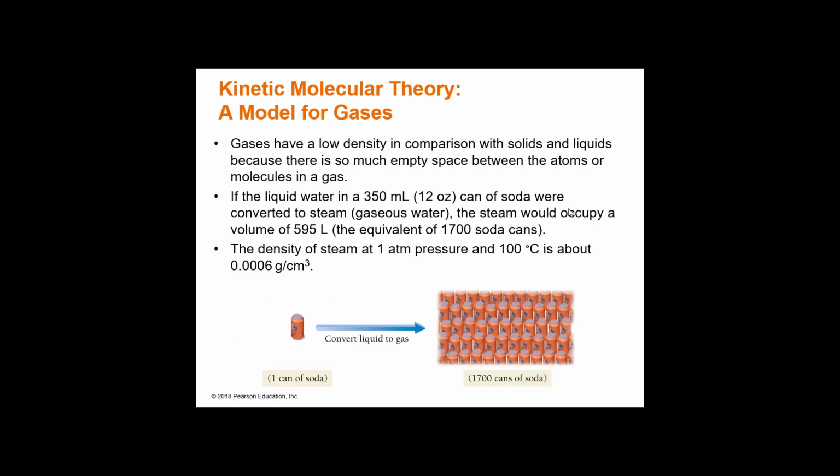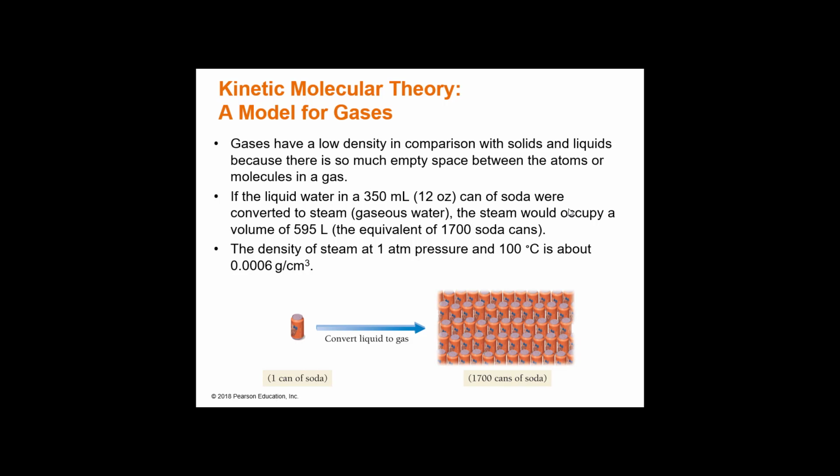And gases have low densities. They have to, because they have to be very light and they have to be able to move very quickly. So they don't have the densities of something that's very heavy, in comparison with solids and liquids. There's a lot of empty space between them. So if the liquid in a 350 ml or 12 ounce can of soda was converted to steam, which is gaseous water vapor, the steam would occupy a volume of 595 liters, the equivalent of 1,700 soda cans.